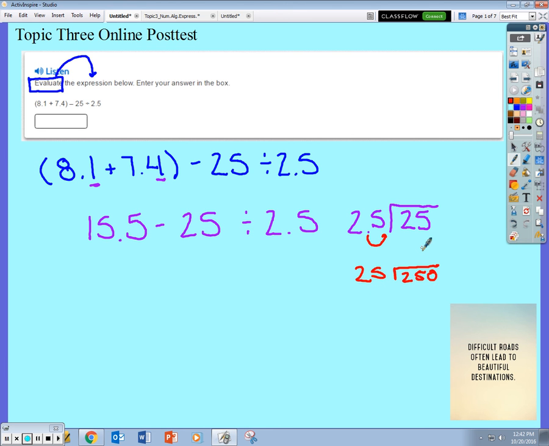Now wait a minute, I'm not going to do anything here. 25 goes into 25 once with nothing left over. I need to put a 0 here, place value. So, hey, 25 divided by 2 1/2 gives me 10. So now I'm left with 15 1/2 or $15.50 minus $10. $15.50 minus $10, I would be left with a whopping total of $5.50 or 5 5/10.